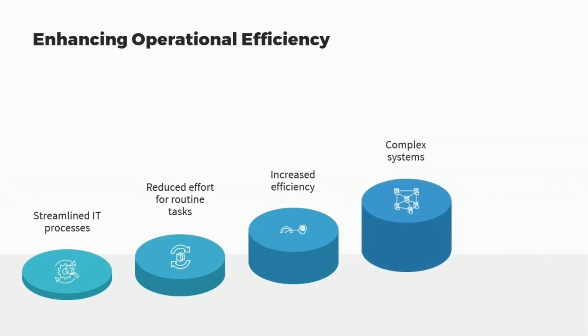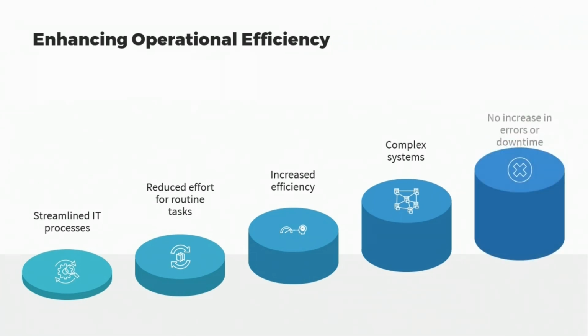Now, despite the complexity of modern IT environments, AI automation ensures that operations run smoothly and seamlessly, minimizing disruptions and maximizing productivity. Minimizing human intervention and standardizing processes means that AI driven IT operations significantly reduce the risk of errors and downtime, enhancing overall system reliability and stability.